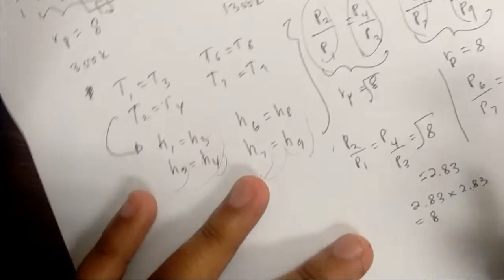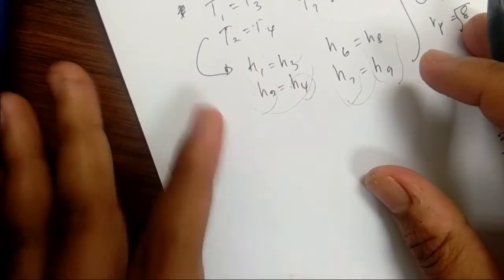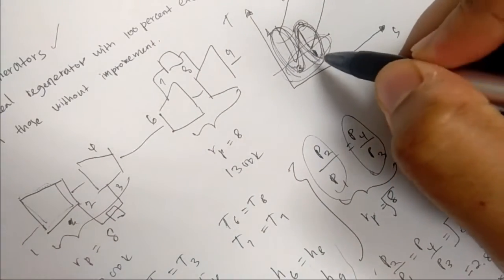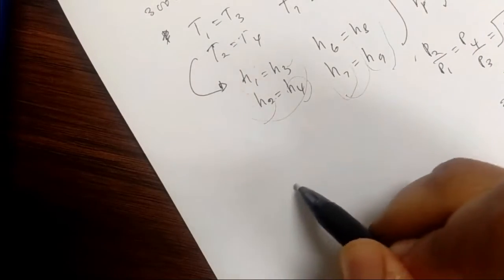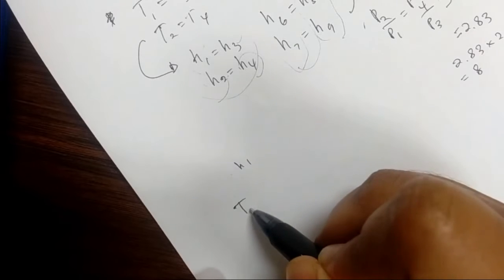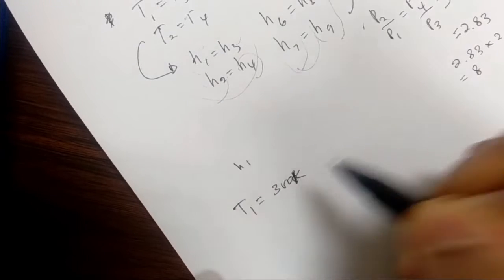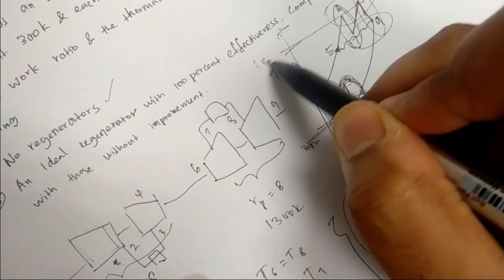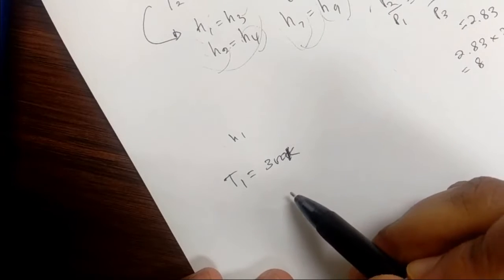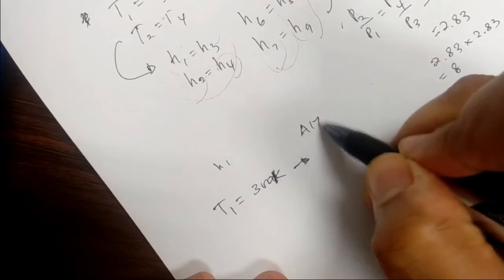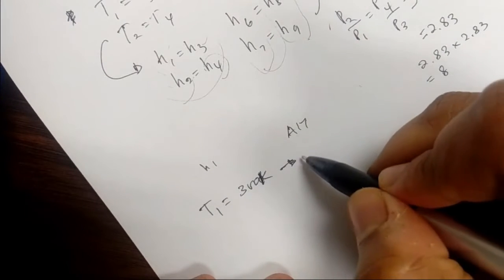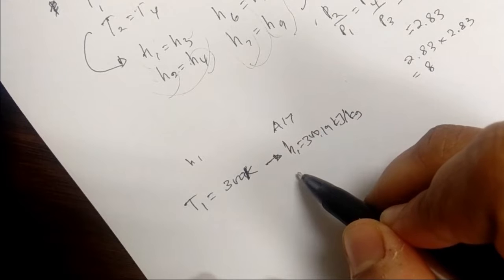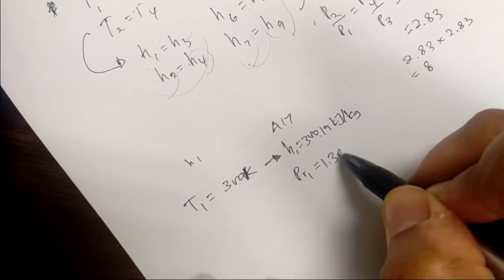Okay, so from all the information here, we can calculate the thermal efficiency. As usual, let's find the enthalpy at state 1 first, which is H1. So using the information that T1 is equal to 300 Kelvin, and the maximum is 1300 Kelvin, refer to the table A17. You will get H1 is equal to 300 kilojoule per kilogram, and also get the relative pressure PR1 equal to 1.386.